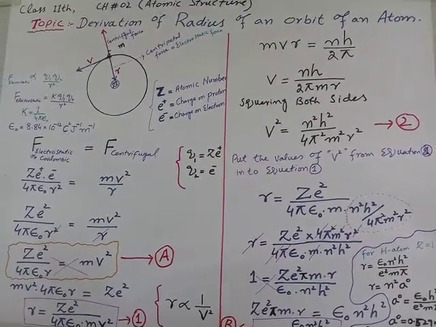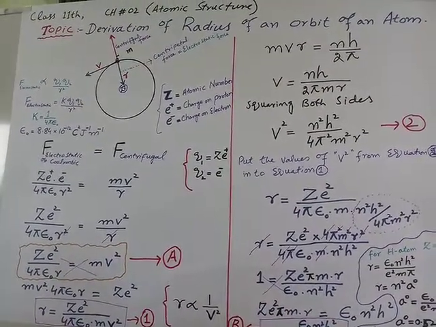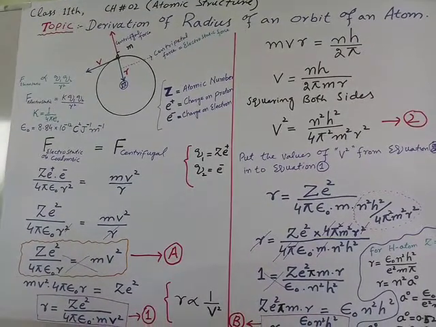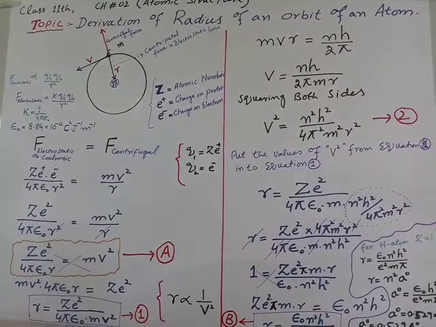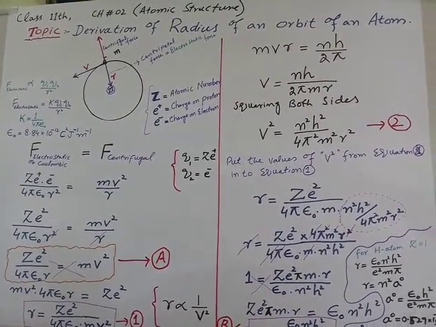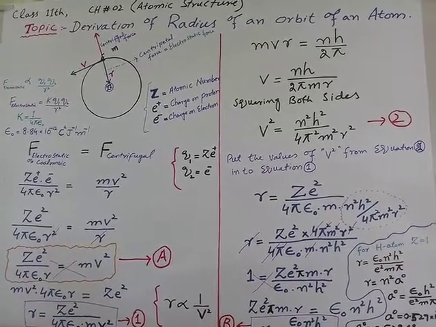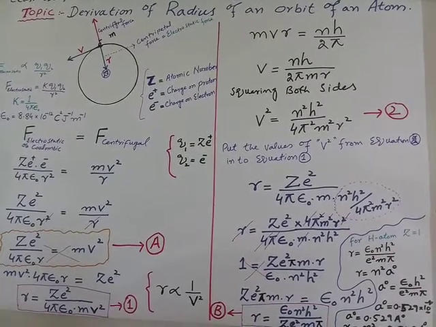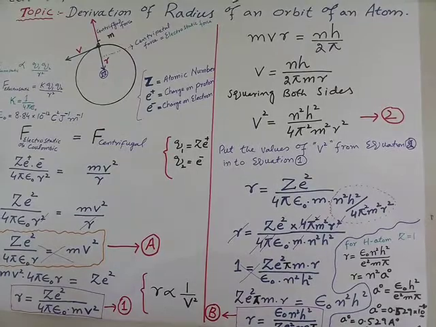Similarly, beryllium has 4 electrons. If we remove 3 electrons from beryllium, 1 electron will be left. So Be plus 3 also obeys Bohr atomic model, and Bohr atomic model is applicable to Be plus 3. So Bohr atomic model is only applicable to hydrogen atom and hydrogen-like ions.